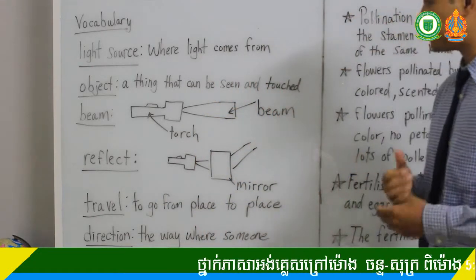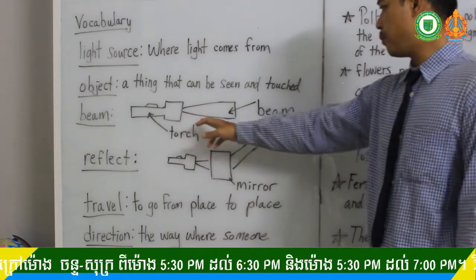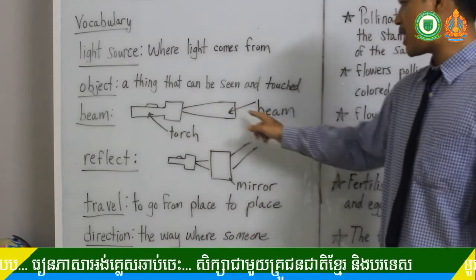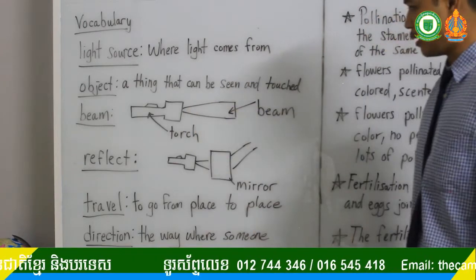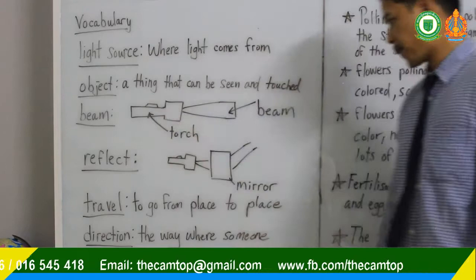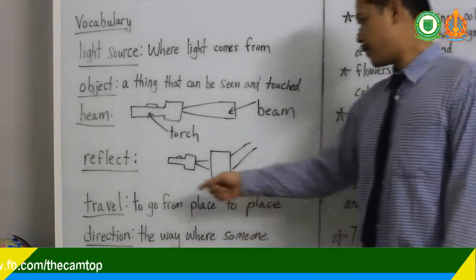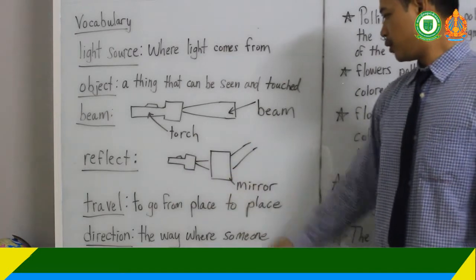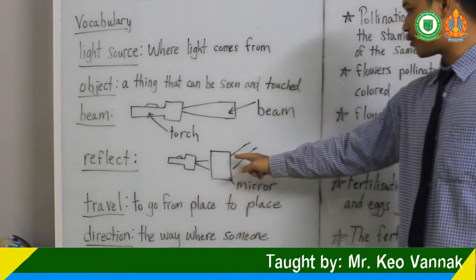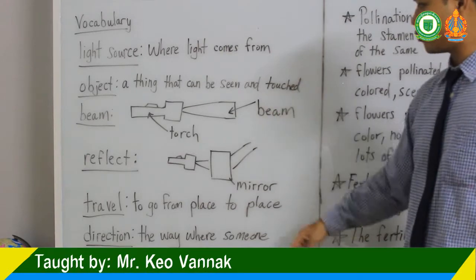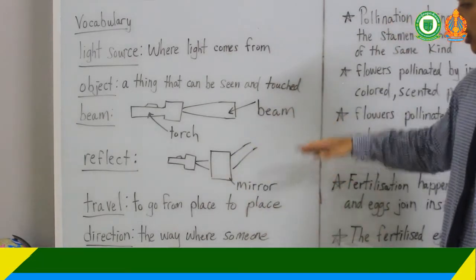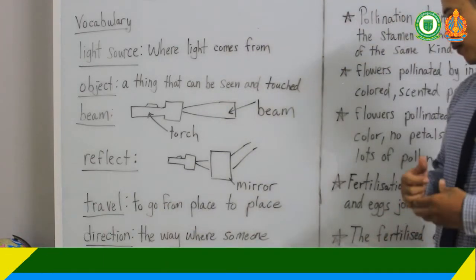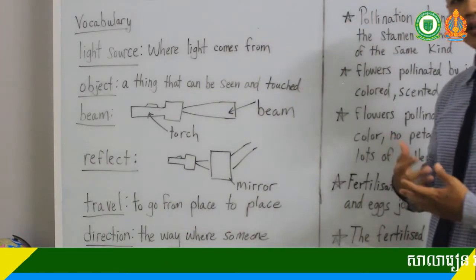The beam, okay, as you can see in the picture, that's the beam of the light. We call that a light beam, right? So that's the beam right there. That's the torch. Okay, so next, reflect. Again, the torch, mirror. Okay, so it reflects the light somewhere else. You can see it bounces somewhere else. So next is travel. Okay, to go from place to place, travel.